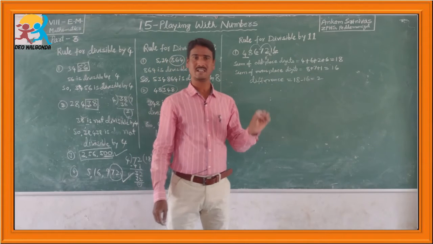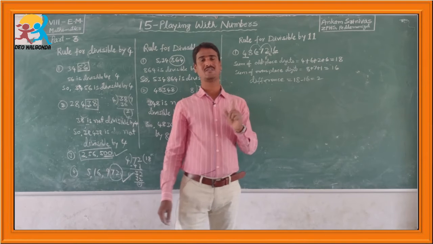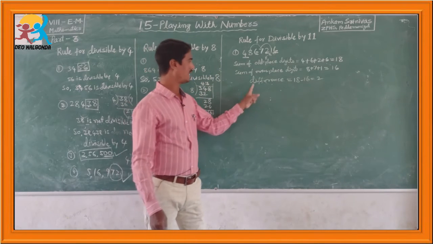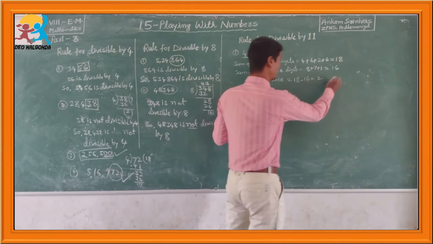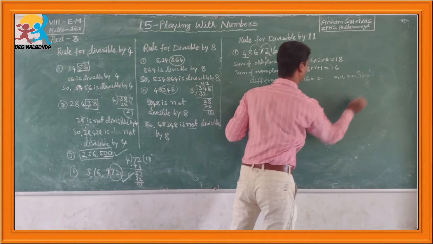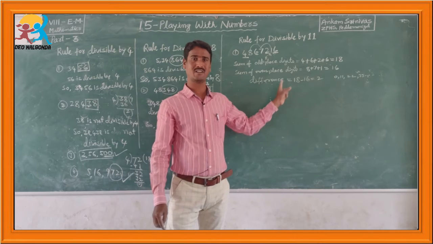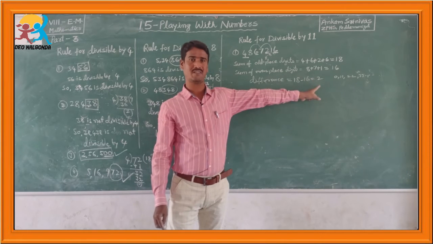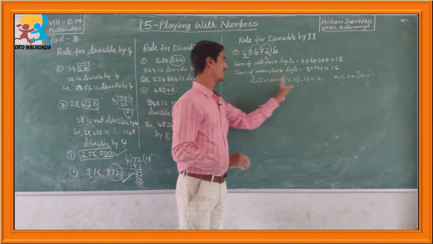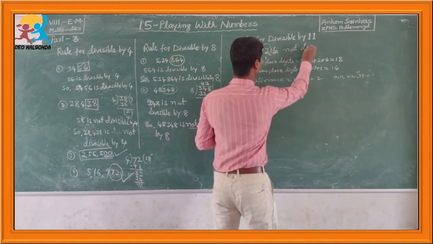2 never comes in the table of 11. 11 ones are 11, 11 twos are 22, 11 zeros are 0. If we get the difference as 0, 11, 22, 33, and so on, the given number is divisible by 11. If we do not get 0, 11, 22, it is not divisible by 11. Let's take another problem.